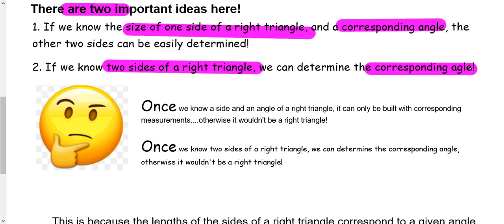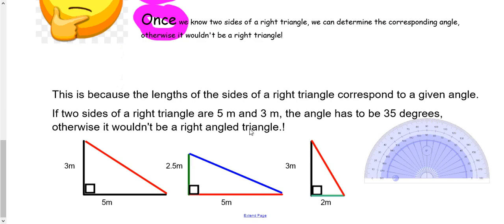That says angle. Oh, that's why I teach math. So once we know a side and an angle, it can only be built with the corresponding measurements. Otherwise, it wouldn't be a right triangle. And once we know two sides of a right triangle, we can determine the corresponding angle. Otherwise, it wouldn't be a right triangle. This is because the lengths of the sides of a right triangle correspond to a given angle. If two sides of a right triangle are 5 and 3, the angle has to be 35 degrees, otherwise it wouldn't be a right angle triangle.